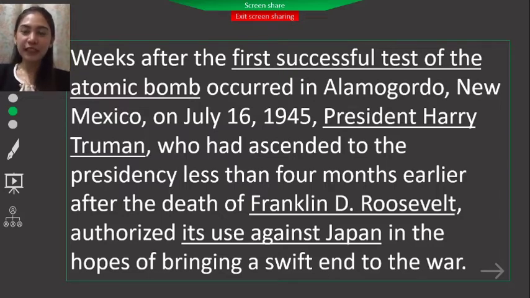Weeks after the first successful test of an atomic bomb occurred in Alamogordo, New Mexico on July 16, 1945, President Harry Truman, who had ascended to the presidency less than 4 months earlier after the death of Franklin D. Roosevelt, authorized its use against Japan in the hopes of bringing a swift end to the war.